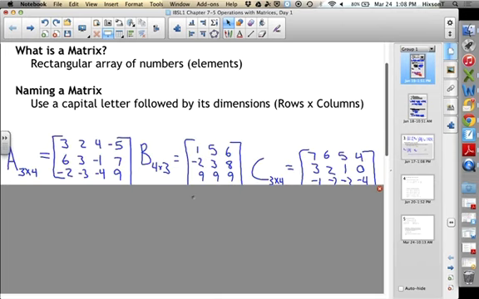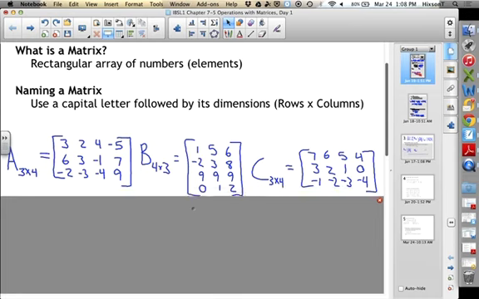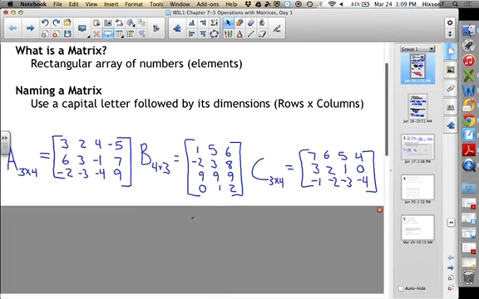So, for example, here we have matrix A, and it has 3 rows and 4 columns. So we would say it's a 3 by 4 matrix. The dimensions are 3 by 4. C is the same way. We have 3 rows and 4 columns. Matrix B, on the other hand, has 4 rows and 3 columns. So we'd say it's a 4 by 3 matrix. All right? So we'll name the matrix with a capital letter followed by its dimensions.